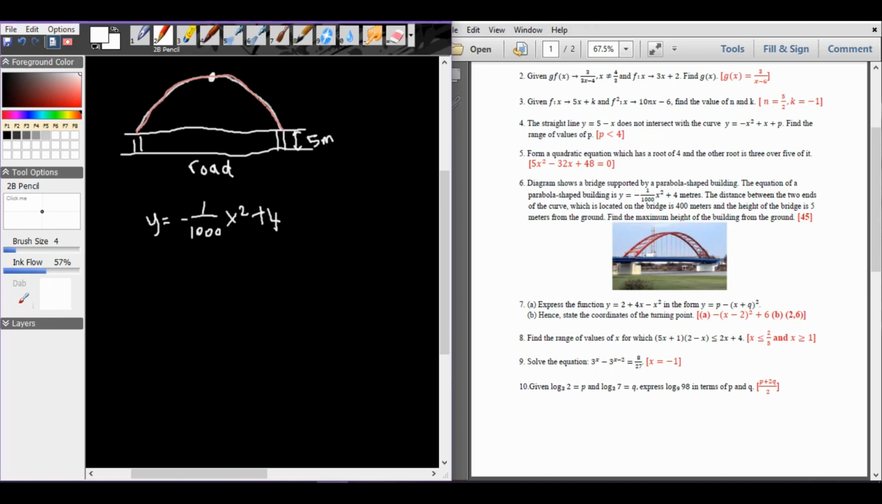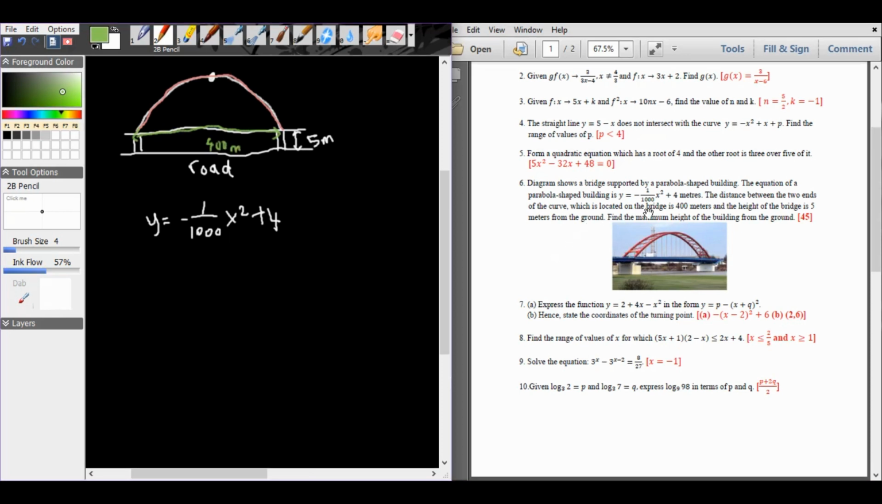So this is a parabola-shaped building, the pink color one. Then this is the bridge. This is the rock. Okay, the height of the bridge is 5 meters from the ground. So this is the rock, the ground. The height of the bridge is 5 meters. And then the distance between the two ends of the curve is 400 meters. So you are given this horizontal distance is 400 meters.